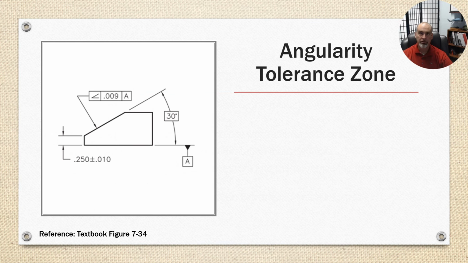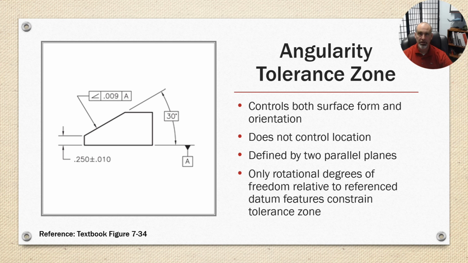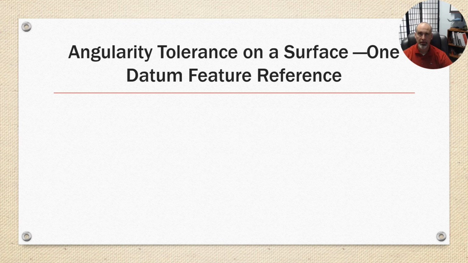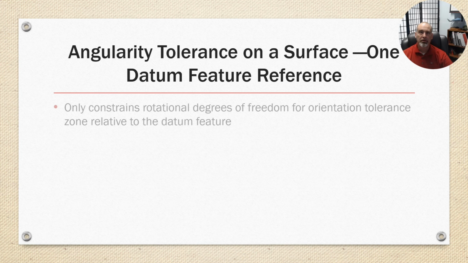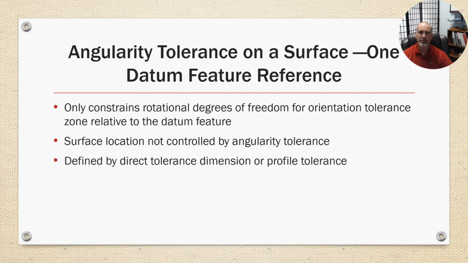The angularity tolerance zone controls both surface and form orientation, does not control location, and is defined by two parallel planes. Only rotational degrees of freedom relative to reference datum features constrain the tolerance zone. The angularity tolerance of a surface with one datum feature reference only constrains rotational degrees of freedom for the orientation tolerance zone relative to the datum feature. The surface location is not controlled by the angularity tolerance and is defined by a direct tolerance dimension or profile tolerance.